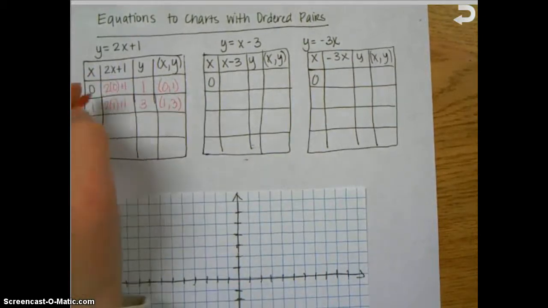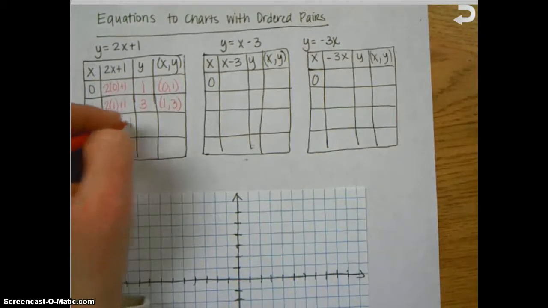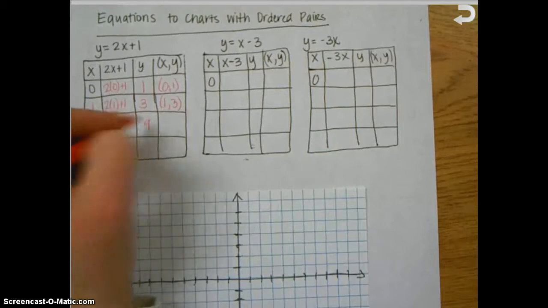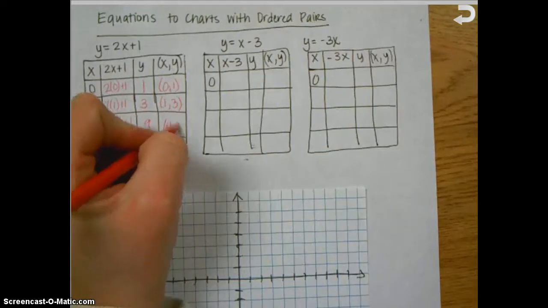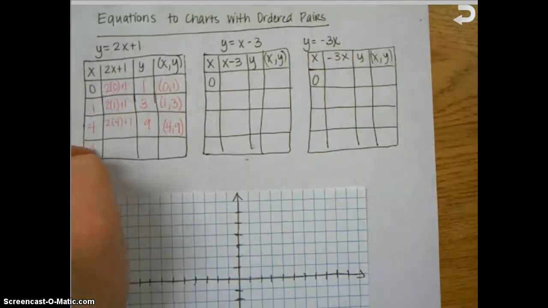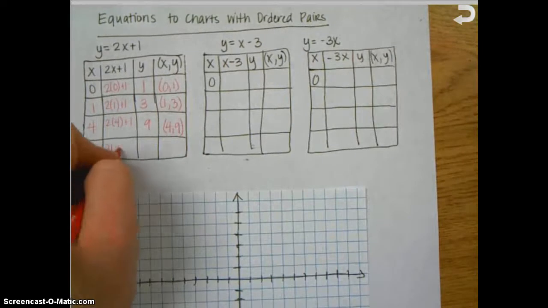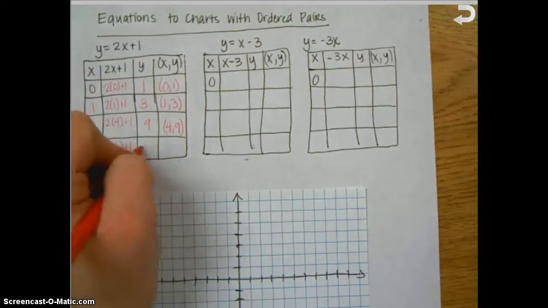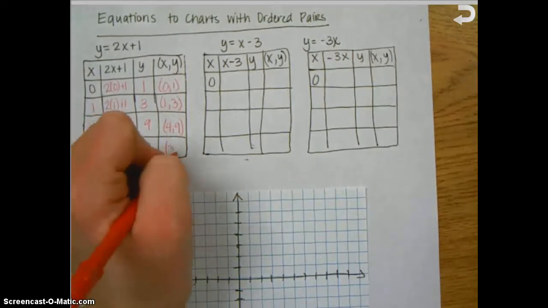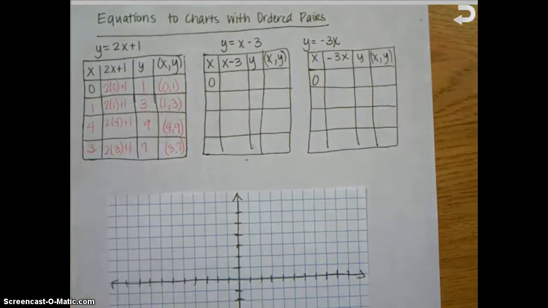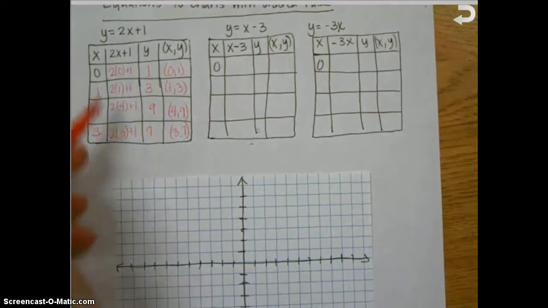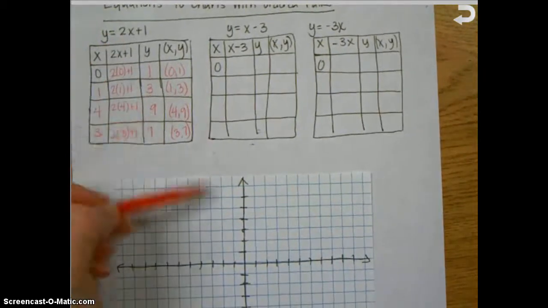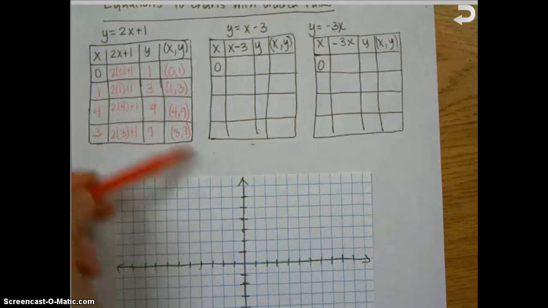Now let's say x was 4: 2 times 4 plus 1. 2 times 4 is 8, plus 1 is 9, so (4, 9). Let's say we wanted to do 3 now. 2 times 3 is 6, plus 1 is 7, so (3, 7). Now, I used my equation to make a chart, and from that chart, I was able to gather points to graph.